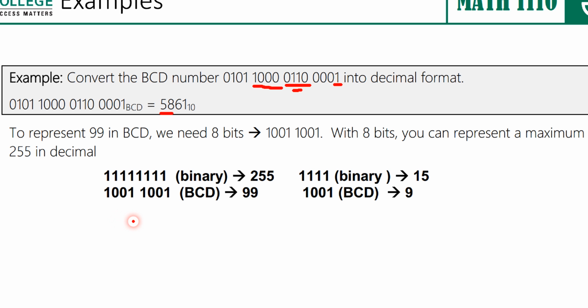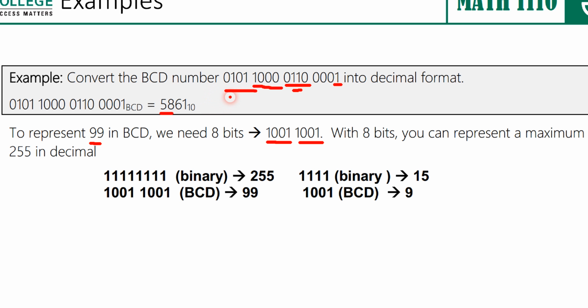Also, we need to think about how many bits we would need, right? How many of these pieces would we need? It's really simple. For example, if we need to represent 99 in BCD, now we have two decimal digits. So we would definitely need 8 bits, because a set of 4 bits represents one digit, right? That's why we would need a total of 8 bits, because we have two decimal digits.